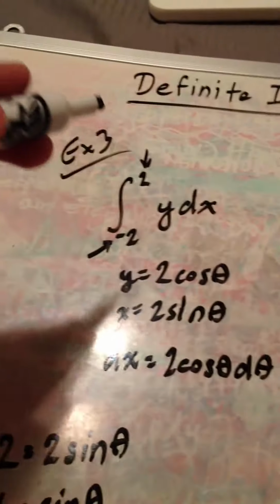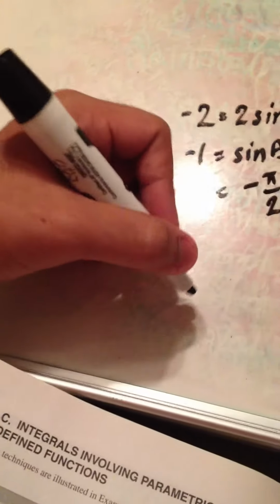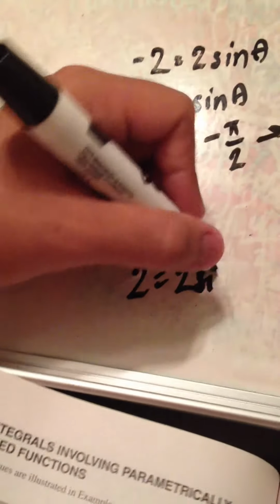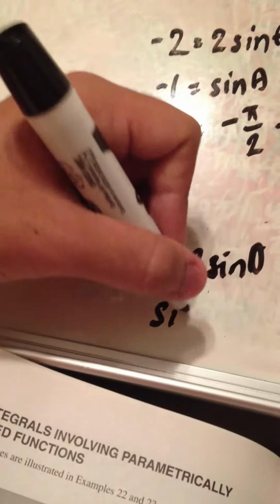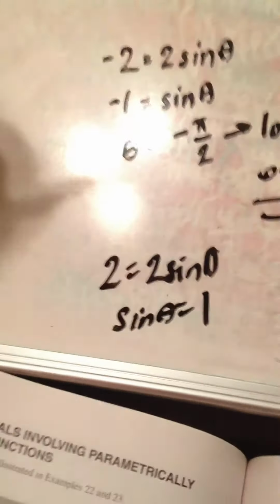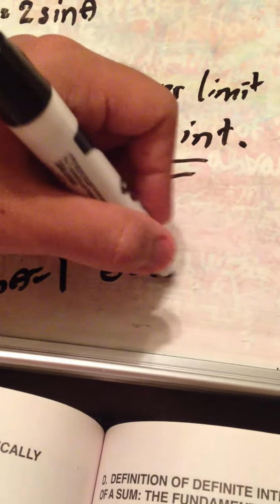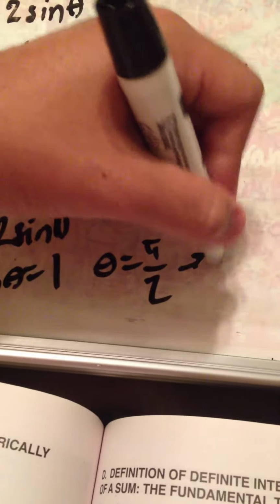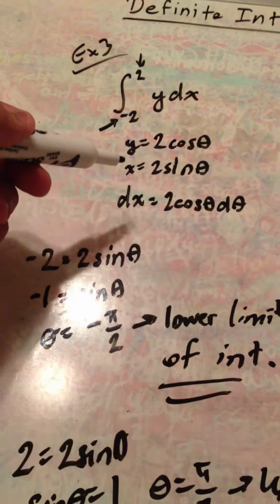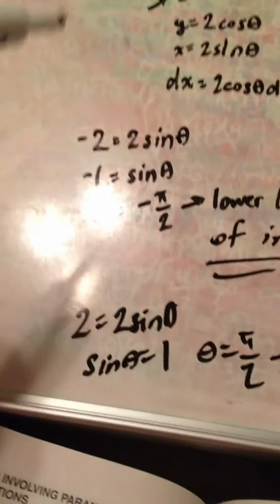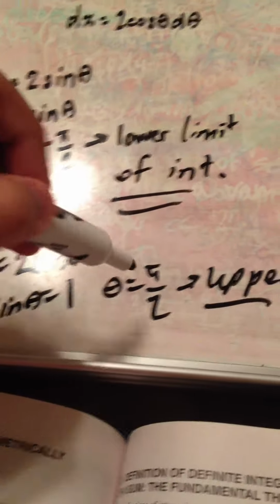Now that we did -2, we need to do the same thing for 2. So we make 2 equal to 2 sine theta. Then we get sine theta equals 1, and then theta equals positive pi/2. This is the upper limit of integration. So now we're given what x and y equal, we solved for what dx is, we solved in terms of theta that the lower limit of integration is -pi/2, and we know the upper limit of integration is pi/2.